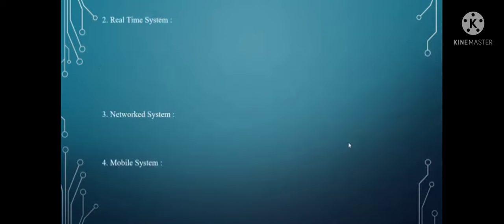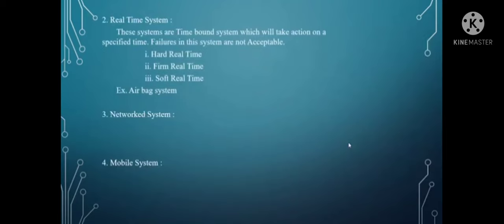Next, real-time systems. These systems are time-bound systems which will take action at a specified time. These are of three types: hard real-time systems, firm real-time systems, and soft real-time systems. In hard real-time systems, the system should meet the deadline. Any failure is not acceptable. Examples are critical applications. Firm real-time applications are similar to hard real-time applications, but differ in economic properties. Soft real-time systems can have tolerance in meeting their deadline. An example of this is the airbag system.